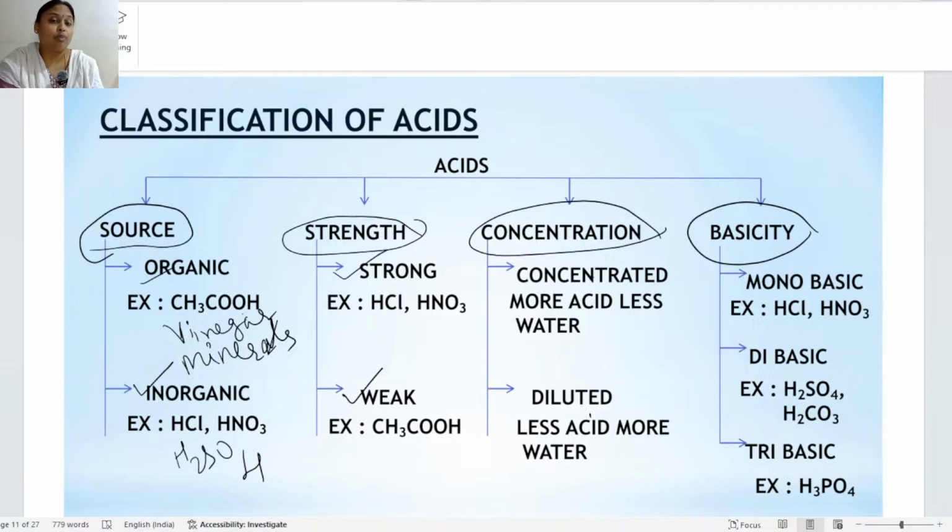So next, based upon the strength, we see strong and weak acids. Strong acid is nothing but, when these are dissolved in water.